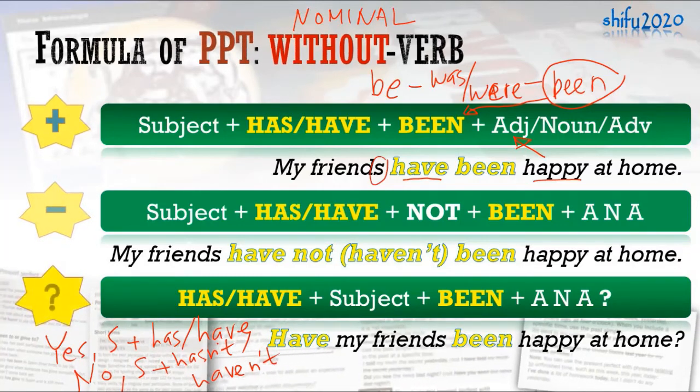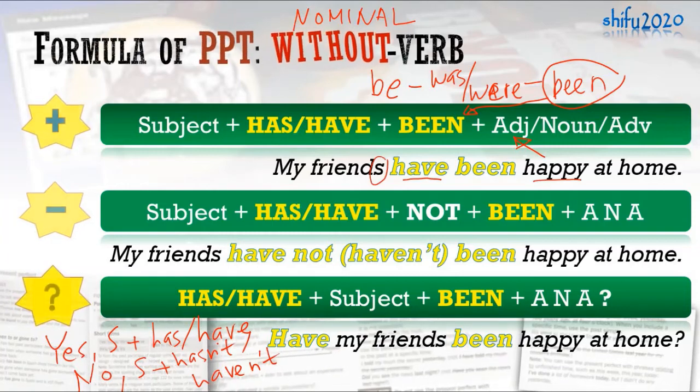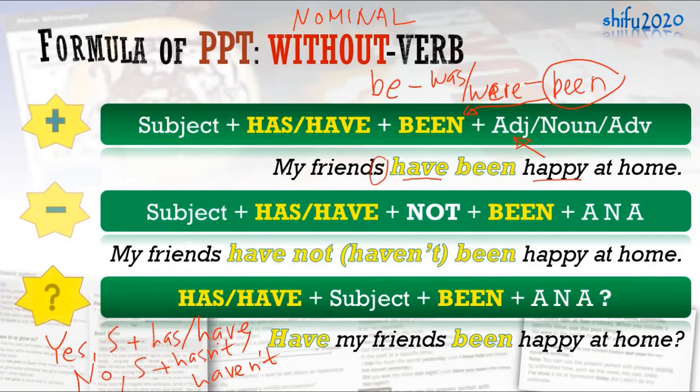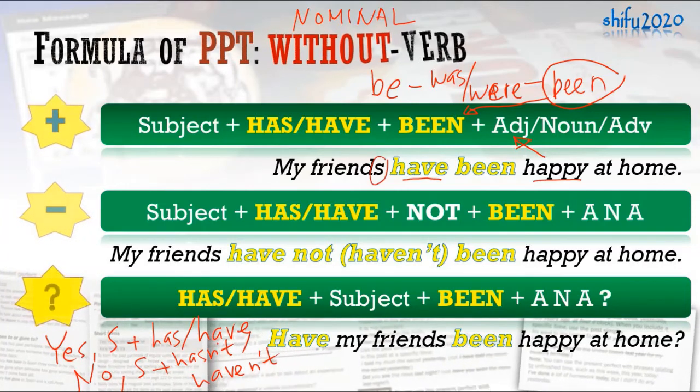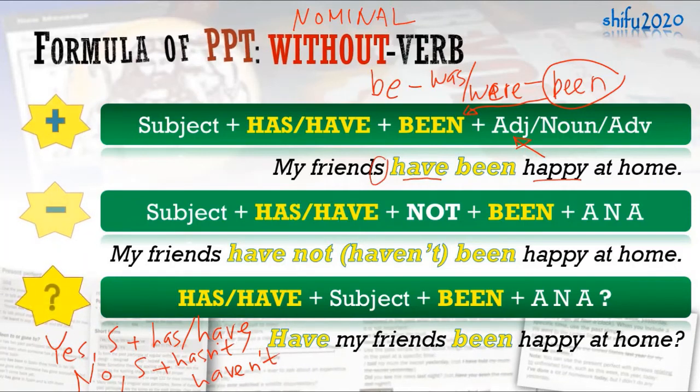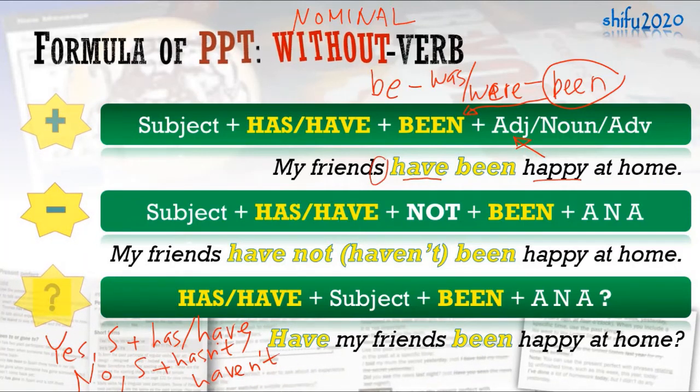Okay, so we have already discussed the functions and the formulas. Next, what we are going to discuss is the time signals used in the present perfect tense.